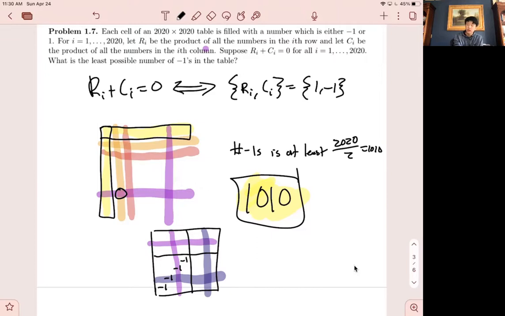So firstly, note that all R sub i and C sub i are either 1 or -1, because they're a product of 1s and -1s. And this means that R sub i plus C sub i equals 0 means that one of R sub i and C sub i is 1 and the other is -1. And this gives us a way to bound the minimum number of negative ones we have to have.